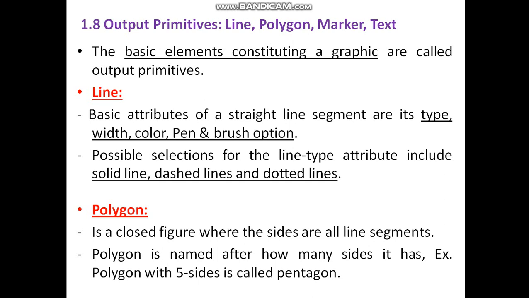The possible selection for the line type, there are three line types basically. First one is a solid line, second dashed line and third one is the dotted line. Then the second one is the polygon. It is a closed figure where the sides are all line segments. A polygon is named after how many sides it has. Example, a polygon with 5 sides is called a pentagon.